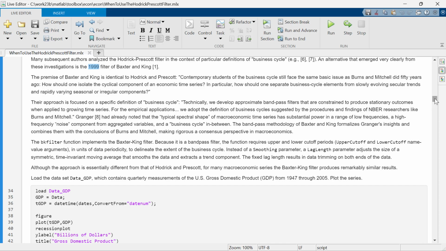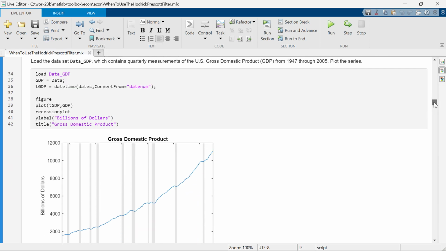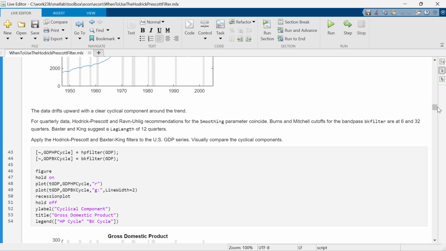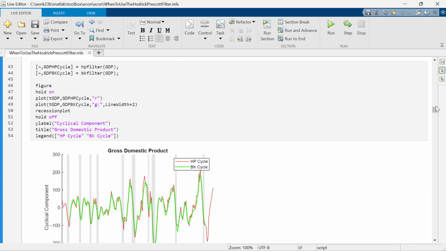So let's just take a look at how the BK filter looks in practice. We're going to load some new data here on the gross domestic product, the output in the U.S. economy, and this has quarterly data. We're going to plot this GDP data. We see it has a definite trend to it, and then some sort of cyclical component around the trend. And the Baxter-King filter is going to try and separate these two.